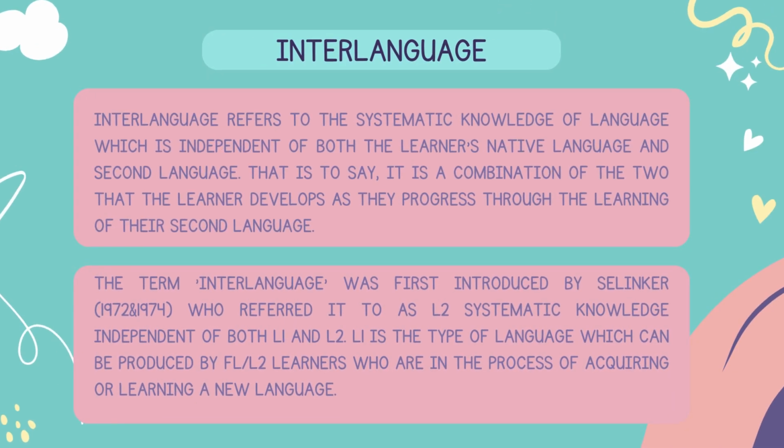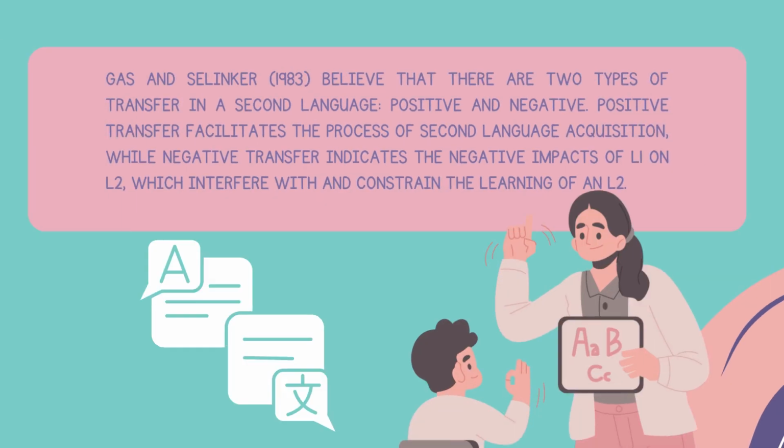Interlanguage refers to the systematic knowledge of language which is independent of both the learner's native language and the second language. That is to say, it is a combination of the two that learners develop as they progress through the learning of their second language. The term interlanguage was first introduced by Selinker, who referred to it as L2 systematic knowledge, independent of both L1 and L2. It is a type of language which can be produced by FL and L2 learners who are in the process of acquiring or learning a new language.